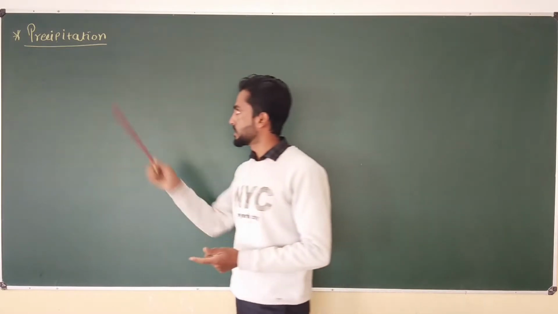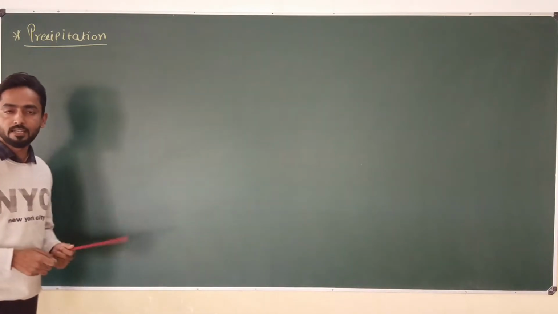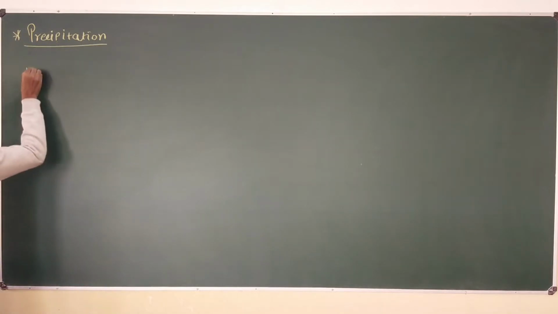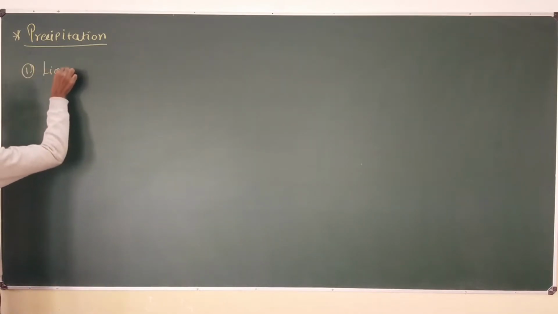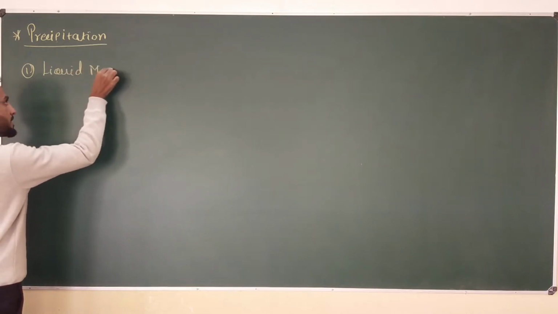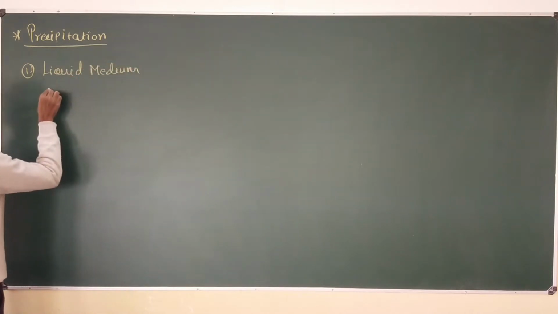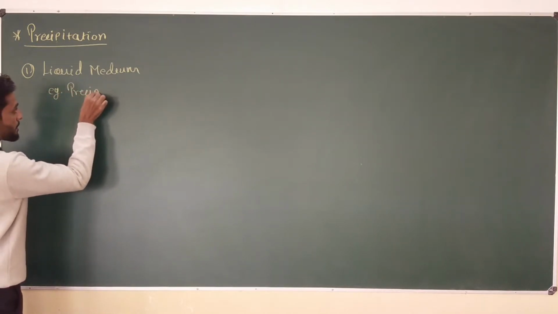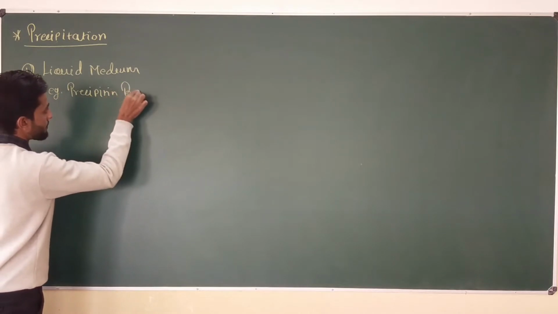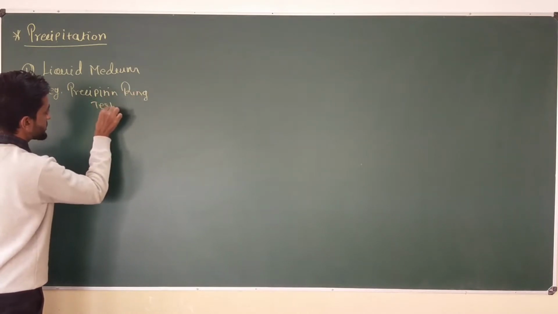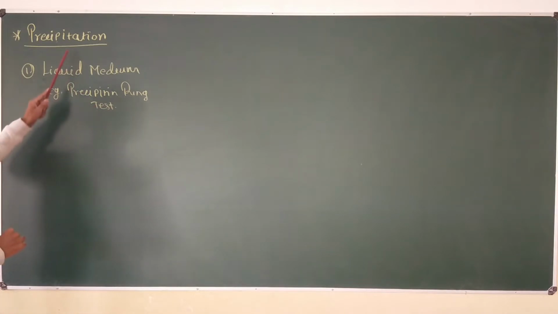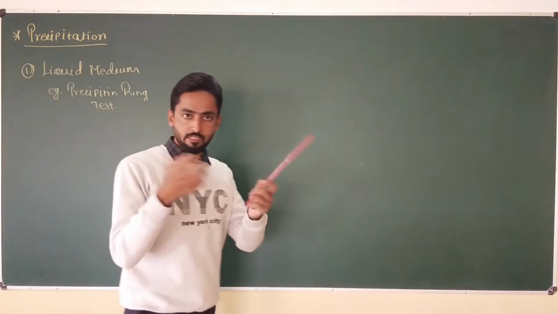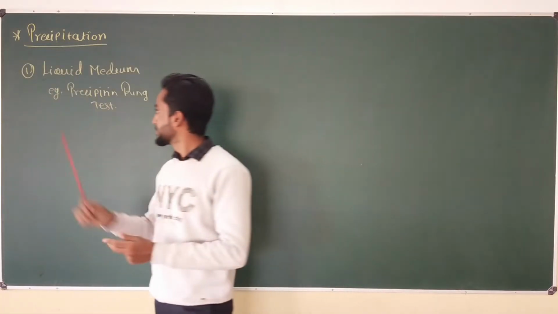So the antigen-antibody reaction of precipitation type can occur in liquid as well as in gel medium. Suppose first we take liquid medium precipitation, then the example is the precipitin ring test. The precipitin ring test is a type of precipitation reaction which occurs in liquid medium. Antigen and antibody combine and get precipitated in the liquid medium. So this is the first example.